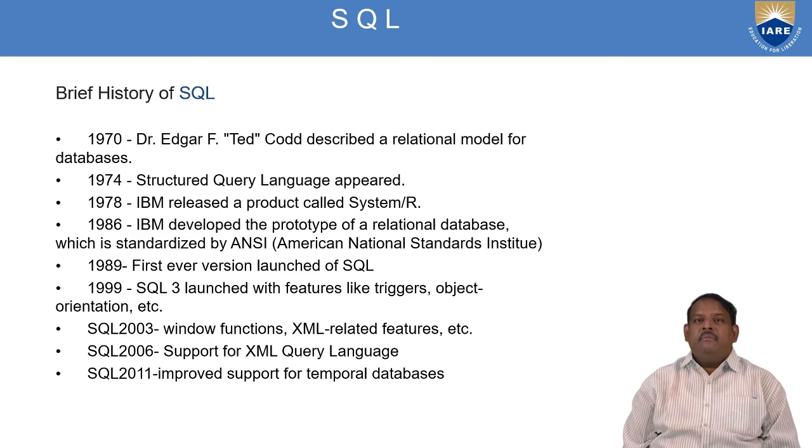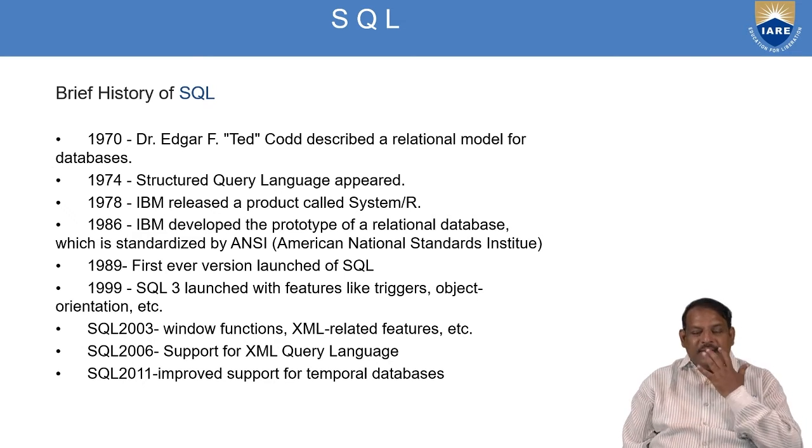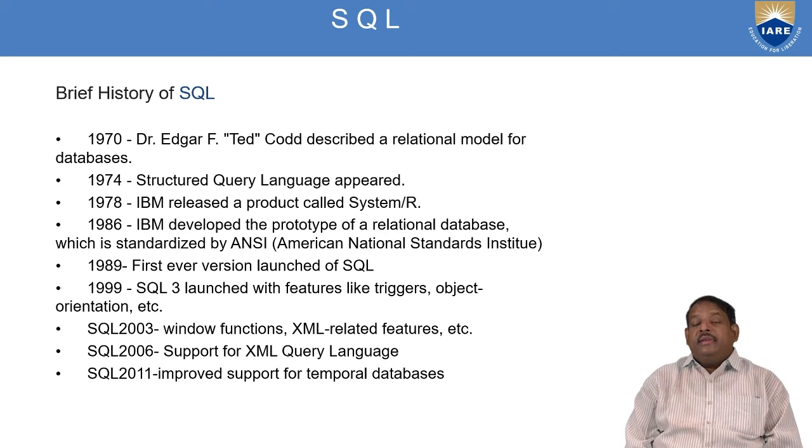We have to mention the name of Codd. It is Edgar F. Codd. He also defined 12 rules for any database to follow. Those are the Codd rules. So in 1970, he developed a relational model for databases. In 1974, structured query language appeared. The first version of structured query language, known as SQL, was formed in the year 1974.